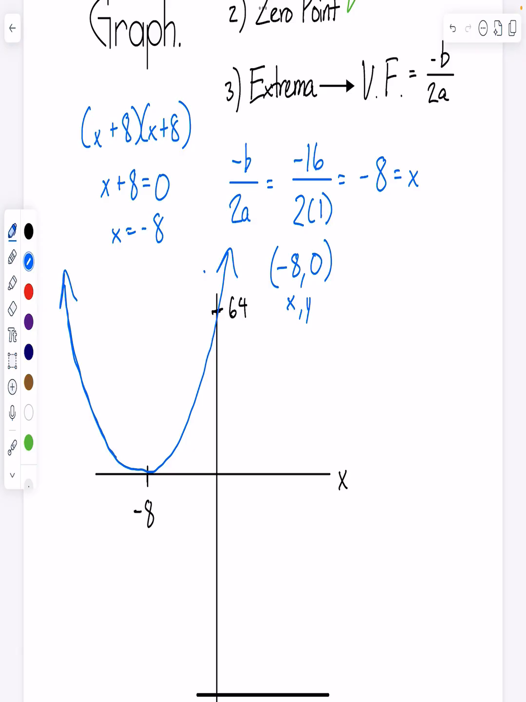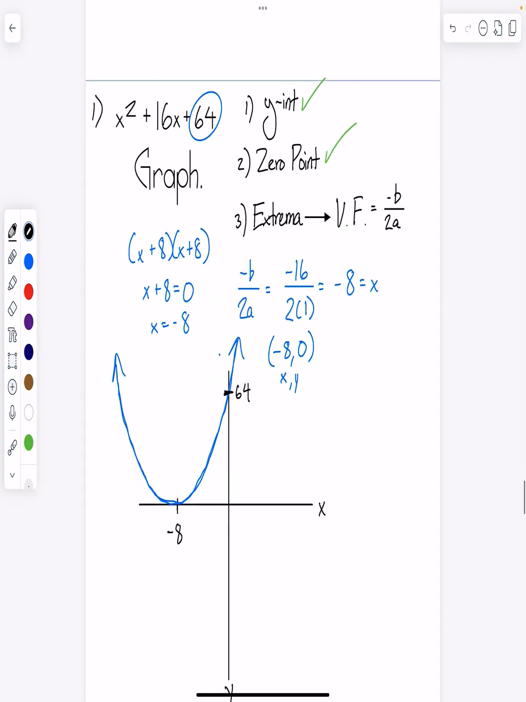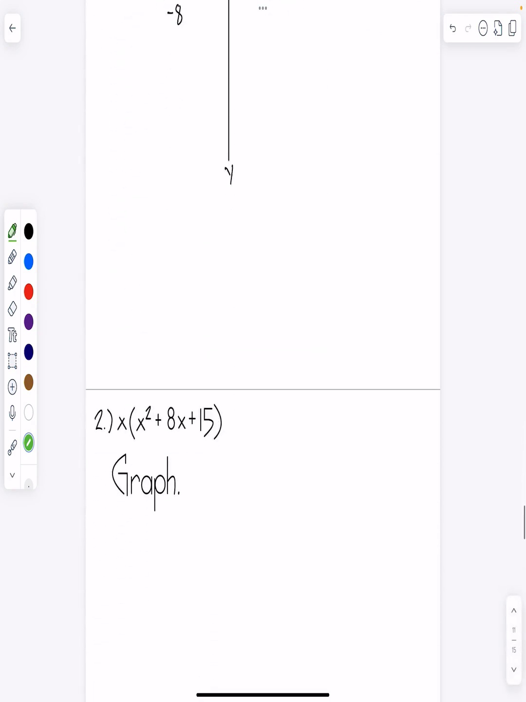Somewhere where I'm in fact crossing the x-axis at negative 8, and I am crossing the y-axis at 64. So if you had any questions on graphing quadratics, please feel free to reach out. But yeah, let's take a look at our final graphing example for cubics.